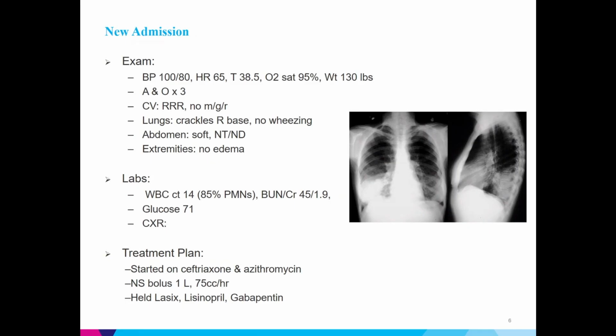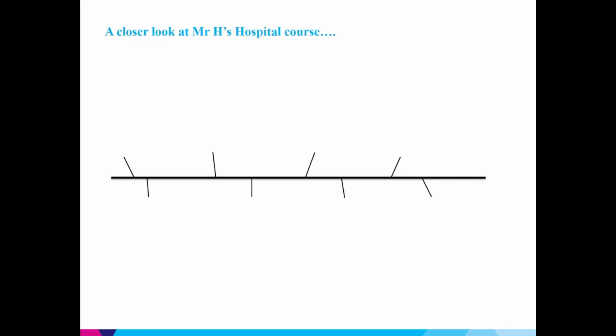We're going to take a closer look as to what happens during Mr. H's hospital course. On hospital day 1, the night float intern is called to see the patient because he was agitated. He's appropriately assessed and found to be hypoxic now to 85%, and his blood pressure hypertensive 170/90.